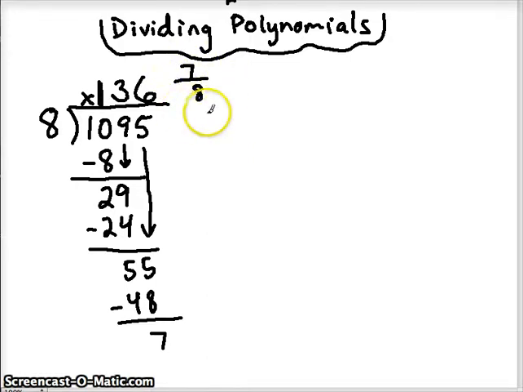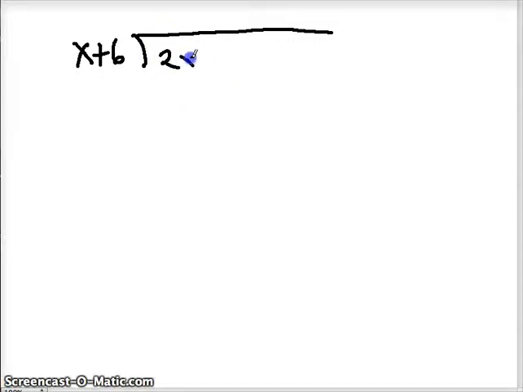We're going to think about this as well when dividing polynomials. So let's get into it here. Just think about that process. If I want to divide, let's try x plus 6. There's a polynomial. Let's see how many times it goes into 2x squared plus 13x minus 7.